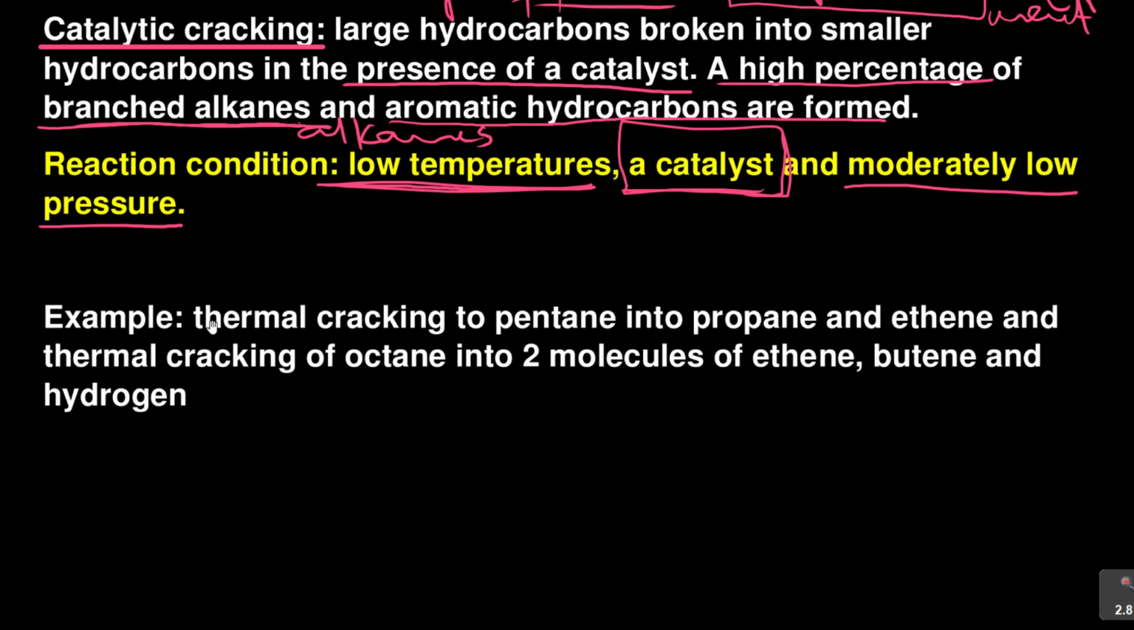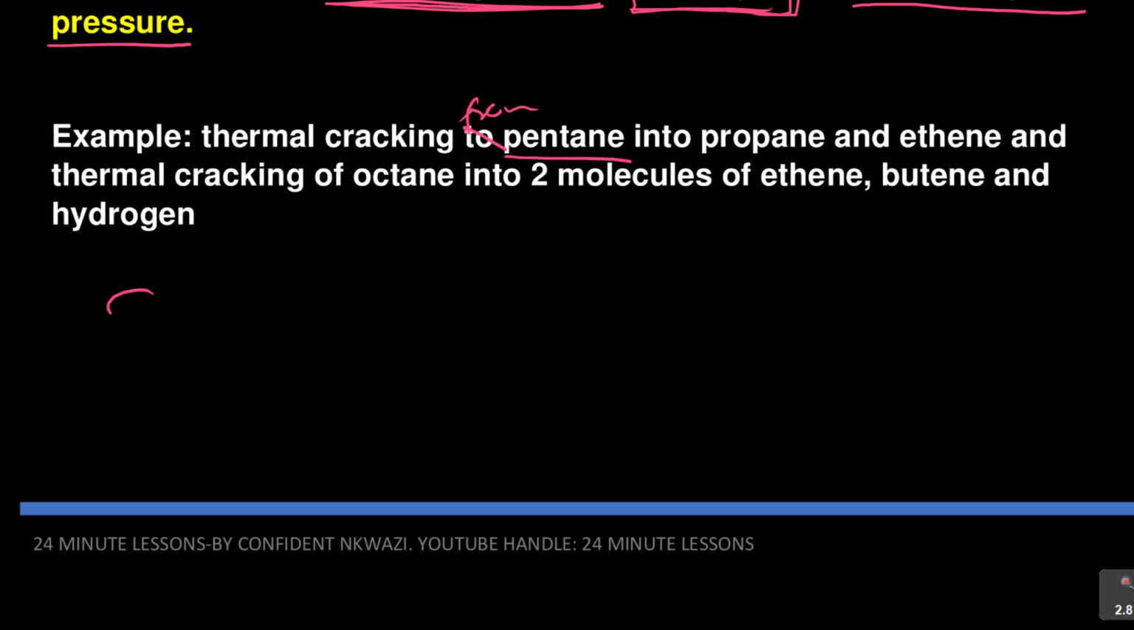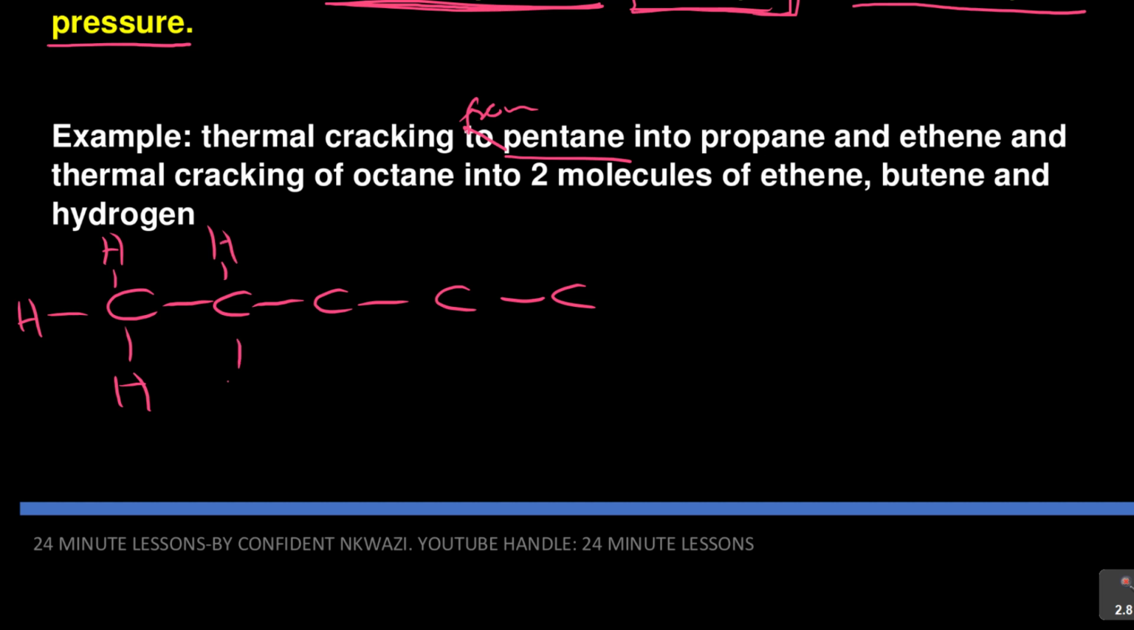Now, an example of thermal cracking, from pentane into propane and ethane. And let's look at that thermal cracking of what? Pentane. So when you're cracking this, what happens? You take pentane, which is 1, 2, 3, 4, 5. Remember, you're cracking them from long chain. This is just a demonstration. Usually they are much longer than this. So this is what you do. You take from long chain.